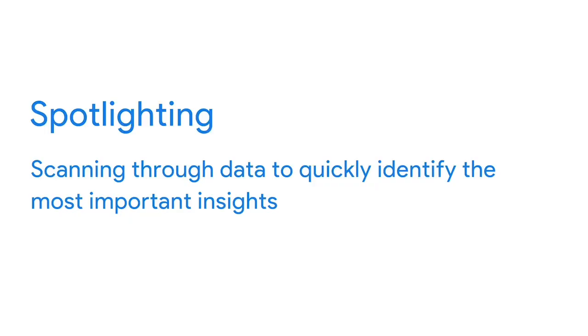The volume and variety of information in front of you may feel challenging. So to get the key message, you'll need to take a few steps back and pinpoint only the most useful pieces. Not every piece of data is relevant to the questions you're trying to answer. A big part of being a data analyst is knowing how to eliminate the less important details. One way to do this is with something called spotlighting. Spotlighting is scanning through the data to quickly identify the most important insights.